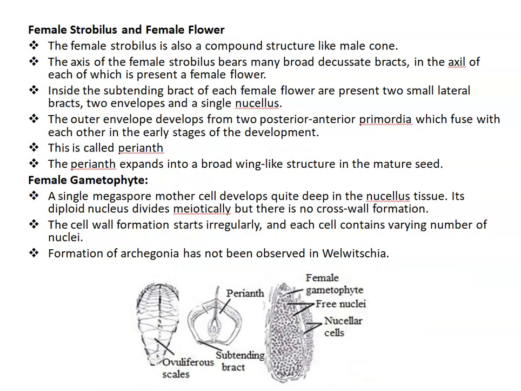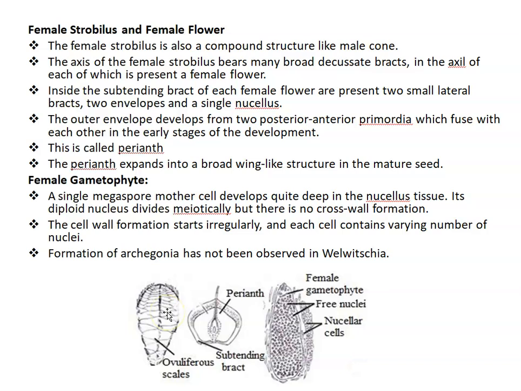So next is the female strobilus and female flower. Female strobilus, known as ovulate or ovuliferous cone, is also a compound structure as seen in the male strobilus. Just look at this first diagram. This is a female cone. So several decussate bracts or cone scales are present on the axis of the female strobilus. So these are ovuliferous scales.